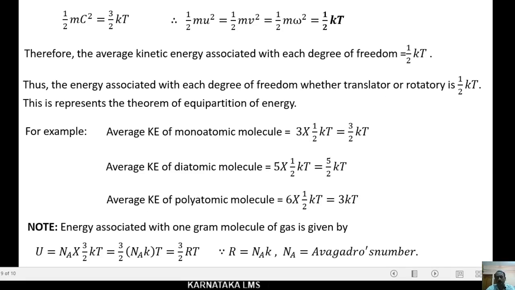Suppose we take the energy associated with 1 gram molecule of a gas. Then the energy will be Na into 3/2 kT, where Na is Avogadro's number. The average energy is 3/2 kT, which is equal to 3/2 Na k into T. Here the product Na k is replaced with R. Hence it is 3/2 RT. This is the energy associated with 1 gram molecule of a gas.